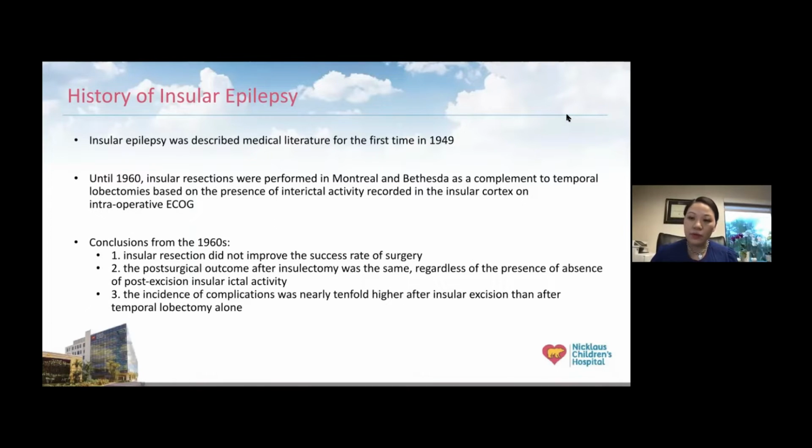And therefore, from 1960 to the early 2000s, insular epilepsy and surgery entered a period of lull for nearly 4 decades. In the meanwhile, our knowledge and understanding of other focal epilepsies, including temporal epilepsies and frontal epilepsies, progressed regularly without such a disruption.